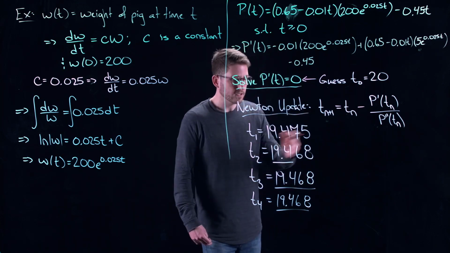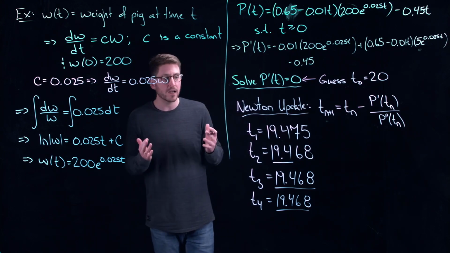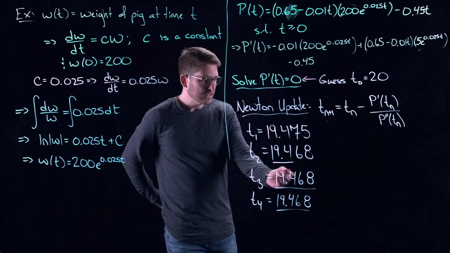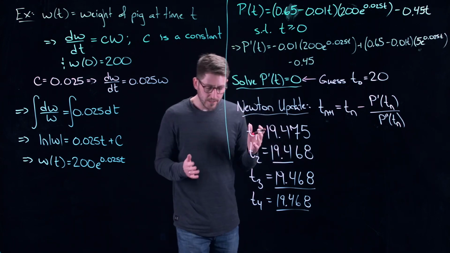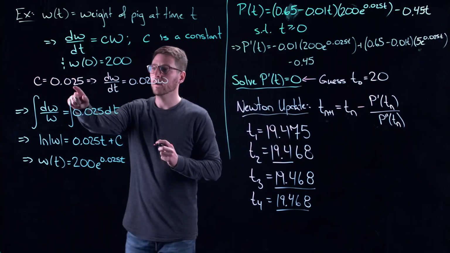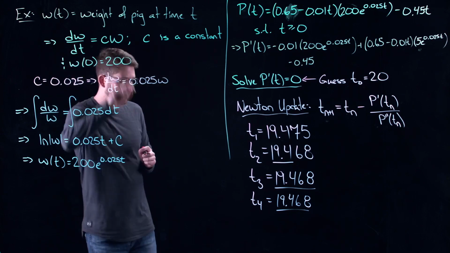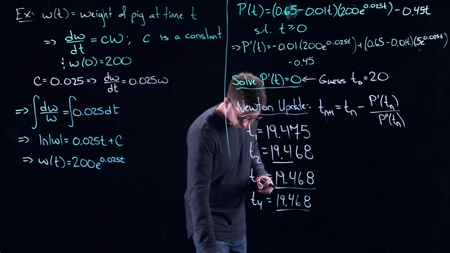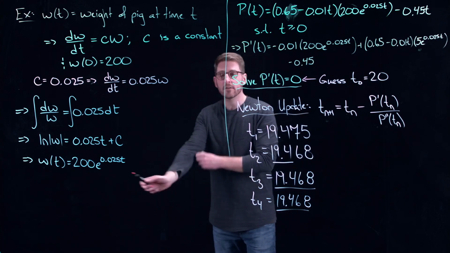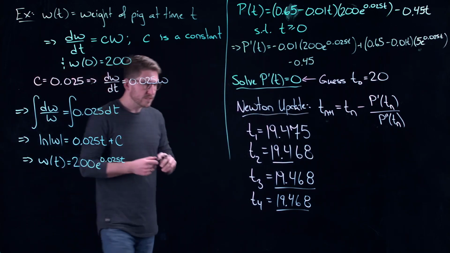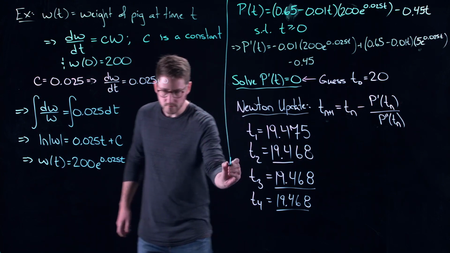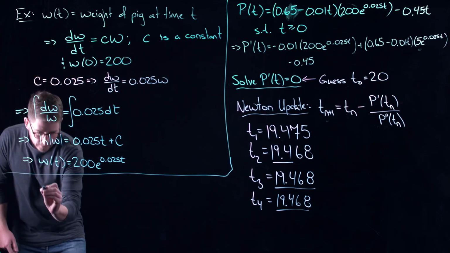Okay, so assuming time is continuous, you can sell the pig at any time. Well, at about 19.468 days, that is the optimal time to sell the pig, assuming this proportional growth. Now, there's one other aspect of this that Newton's method can help us with. Another piece of this is sensitivity. So maybe we'll tuck that right here.